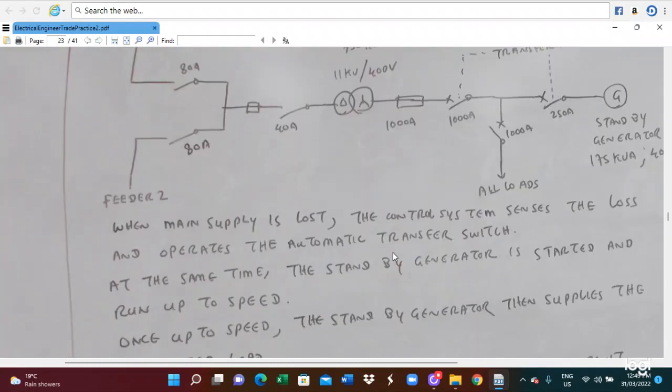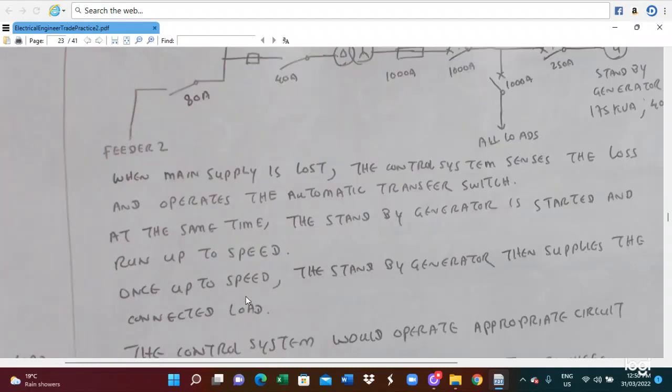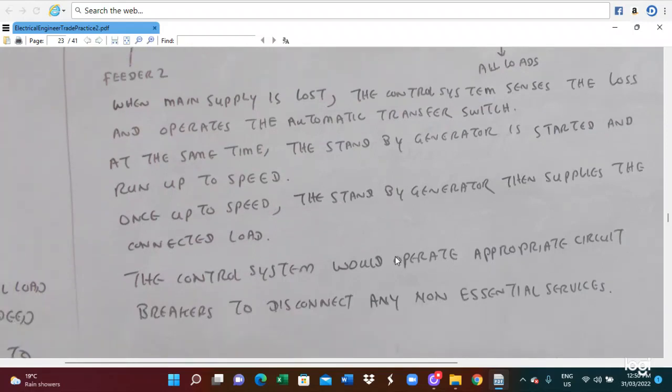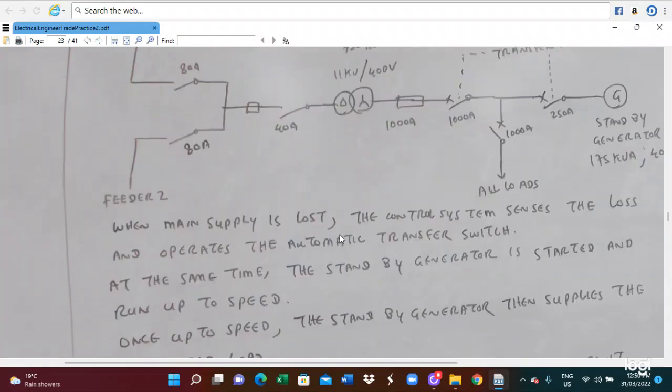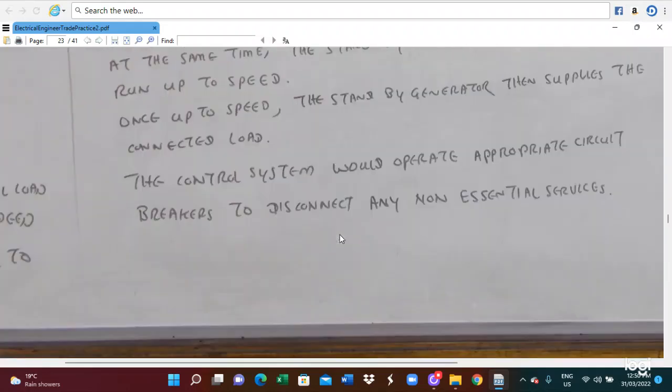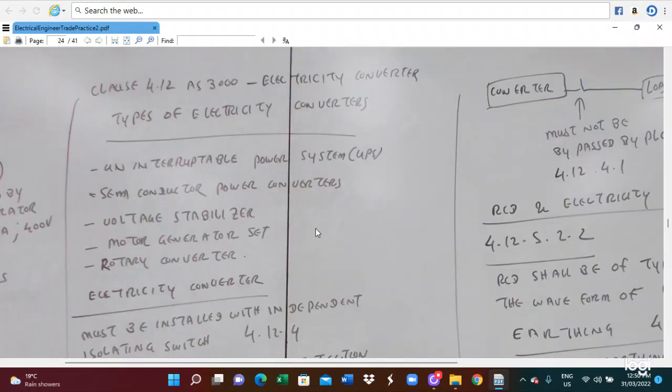So when the supply is lost, the control system senses the loss and operates the automated transfer switch. At the same time, the standby generator is started and runs up to speed. Once up to speed, the standby generator supplies the connected load. The control system will operate the appropriate circuit breaker to disconnect any non-essential service. So this is the configuration of the standby generator and the load.